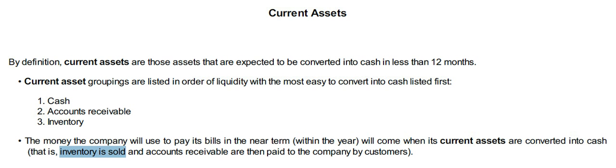Here, football is the inventory which is sold, and accounts receivable are then paid to the company by the customer. So, what is accounts receivable? That will be paid to the company by the customers.